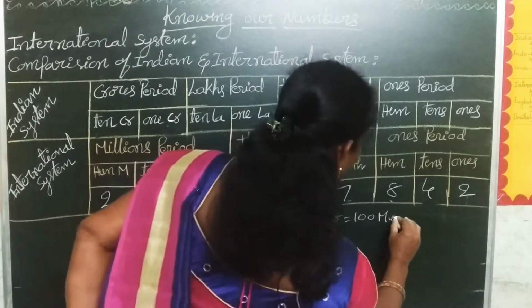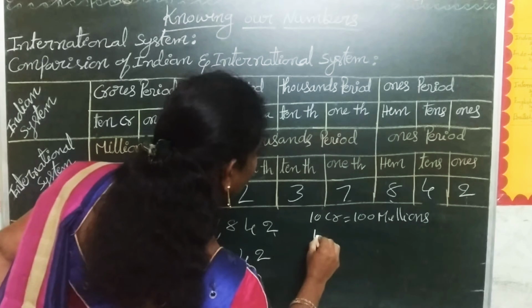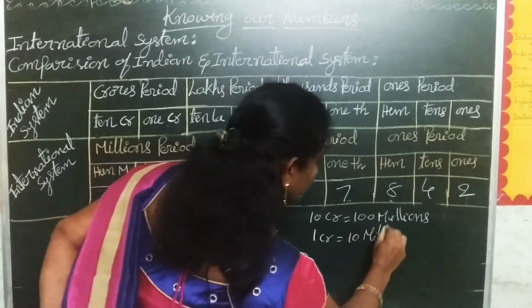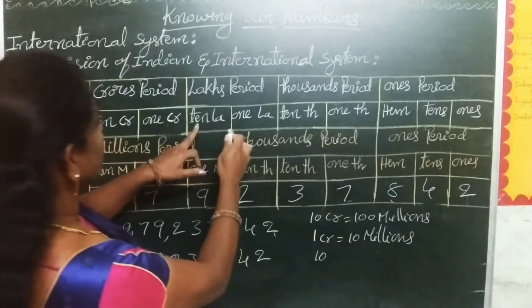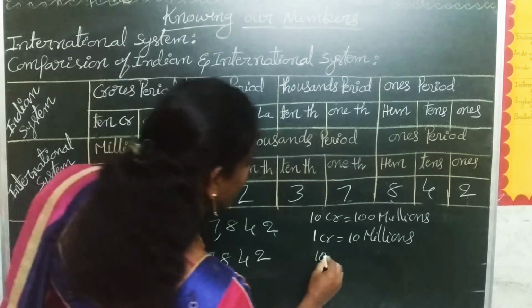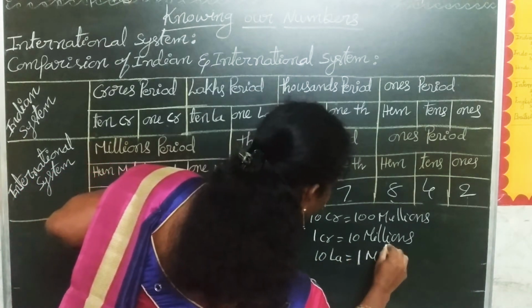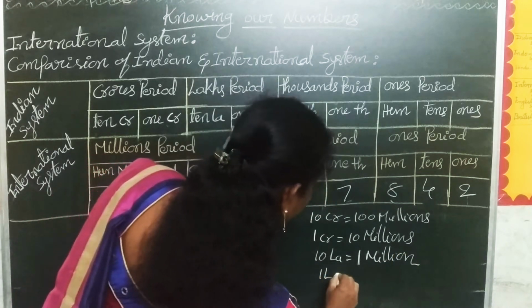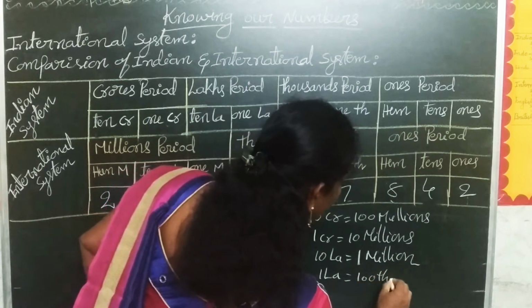Now, next 1 crore equals 10 millions. Next 10 lakh equals, observe here, 10 lakh equals 1 million. And 1 lakh is equal to 100,000. This is the difference.